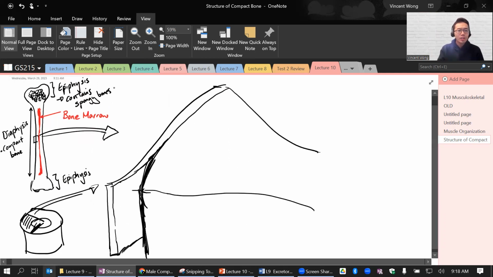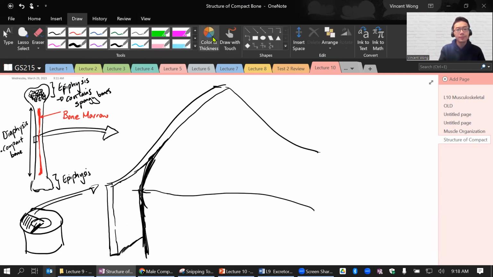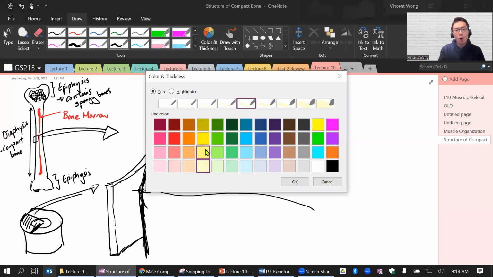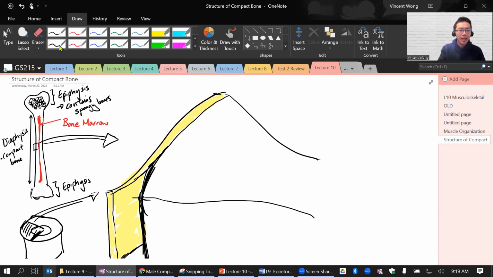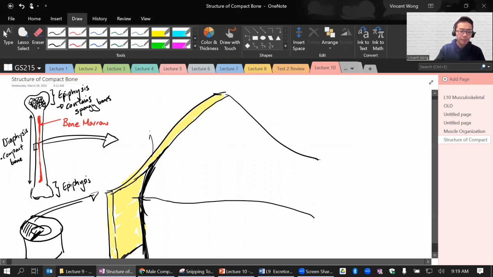So what did I just peel off? Well, all bones are actually covered by a thin layer. This is out of proportion, okay? It's a thin layer of connective tissue. This thin layer is called the periosteum. Periosteum.